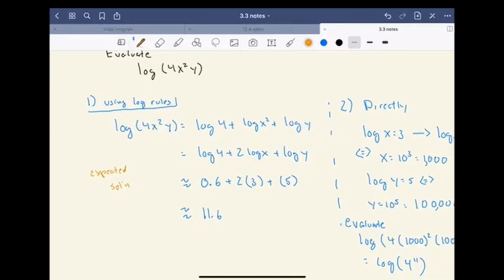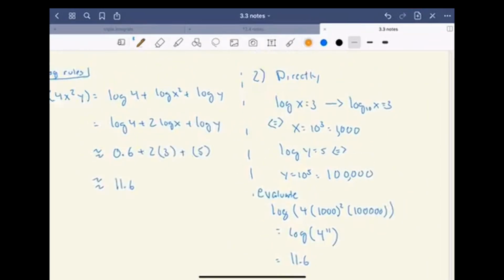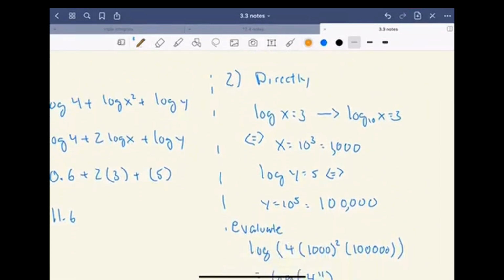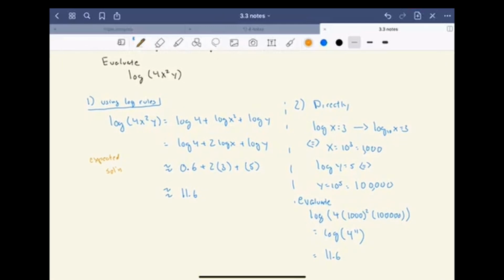But I also want to just put things together and look at this directly. So, we're still going to evaluate log of 4x squared y, but I want you to look over here. If log of x is 3, we actually know what x is, because we're dealing in base 10. We haven't been given the base, so we assume it's 10. Now, if there was an a here, we couldn't do that. But since there's nothing written, we assume it's 10.